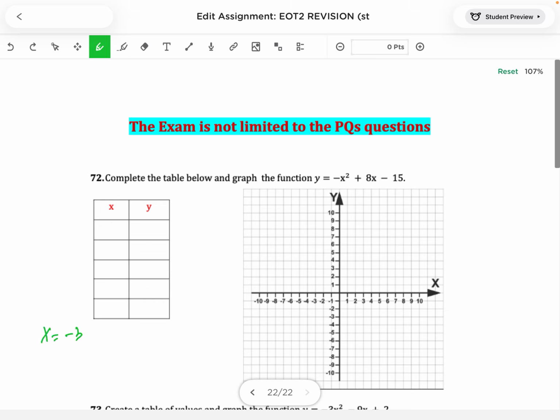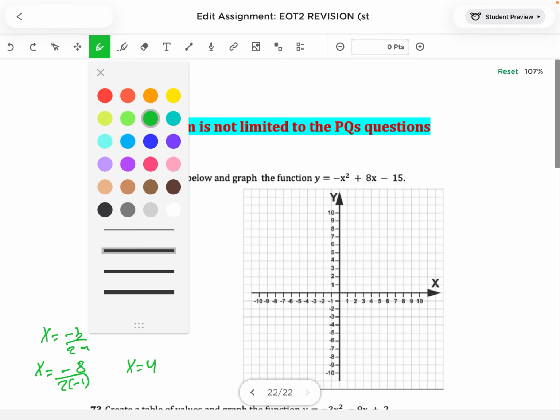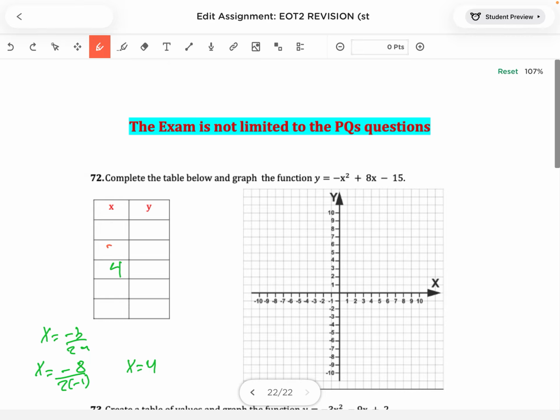x equals negative b over 2a. Negative 8 over 2 times negative 1. That means x equals 4. So I will put 4 at the middle, and I will select numbers above and below: 3, 2, 5, and 6. And we do like what we did in the previous question. We replace to get the answers.